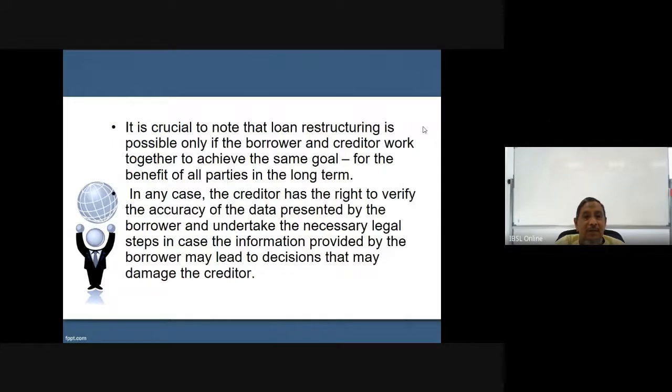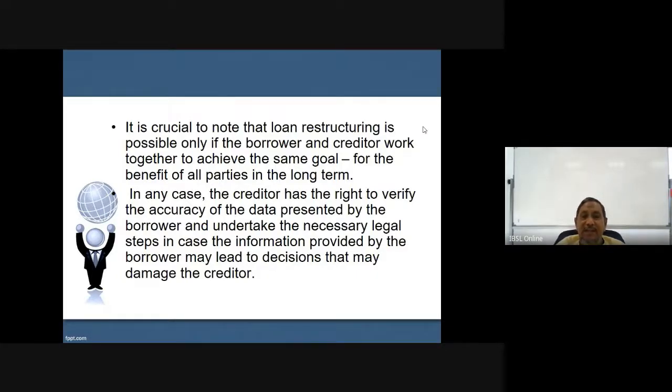Third, it is crucial to note that loan restructuring is possible only if the borrower and the creditor work together to achieve the same goal for the long-term benefit of all parties. Both parties, the bank as well as the defaulter, work together to achieve the same goal. That means to revive the business and continue the business.